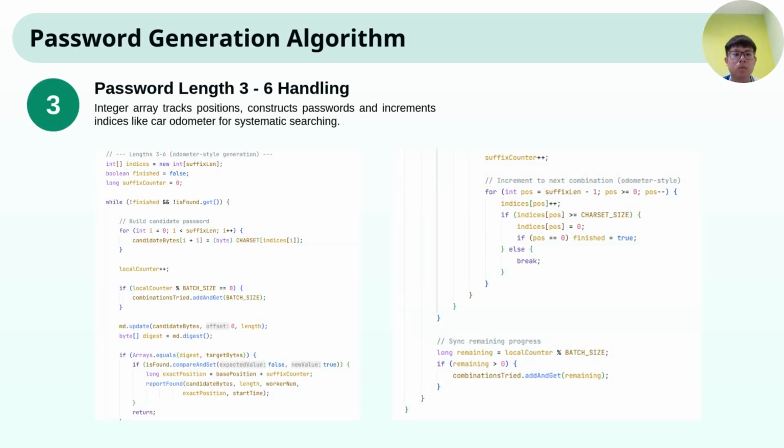For lengths 3 to 6, we use an integer array method shown here. We maintain an array of integers that acts like a cascade automaton. We increment the last digit, and if it rolls over the limit of 95, we reset it and carry over to the next position. This allows us to generate millions of passwords per second systematically, ensuring no combination is ever skipped or repeated.